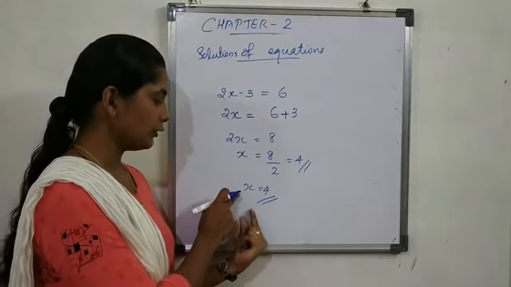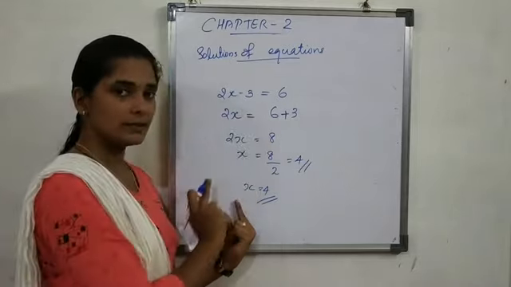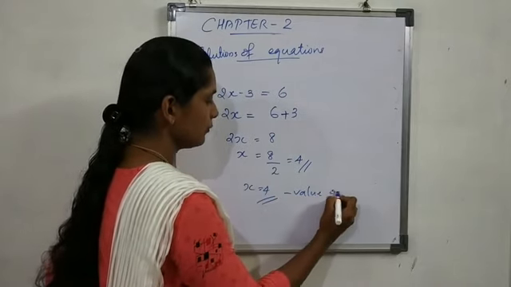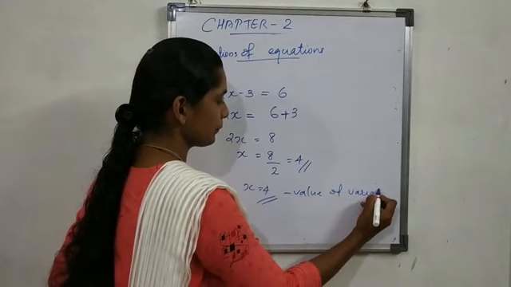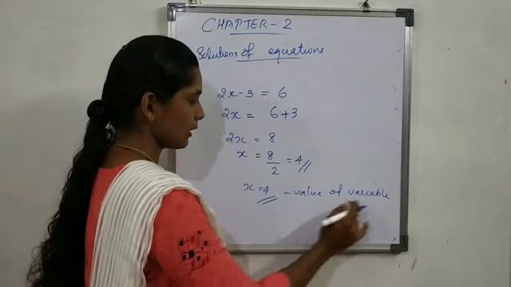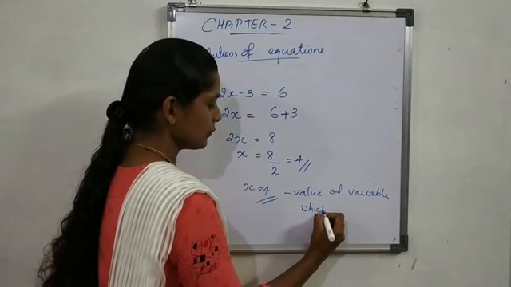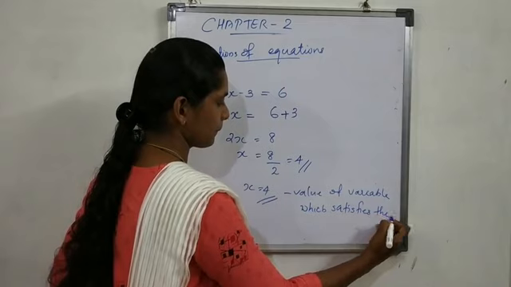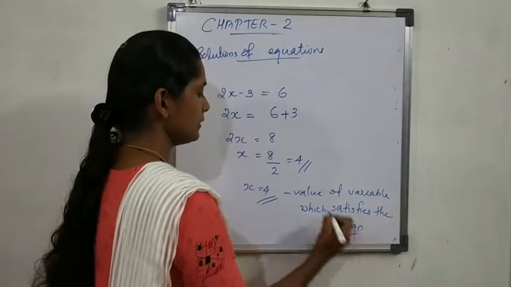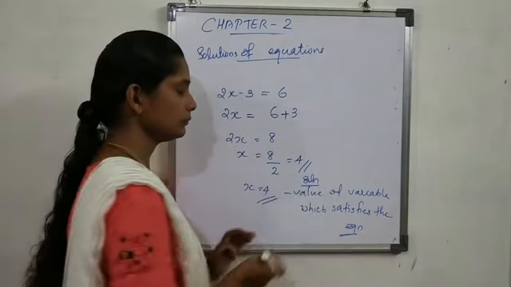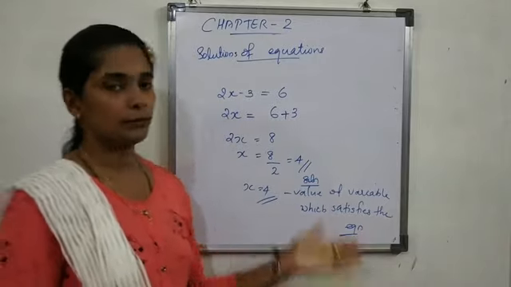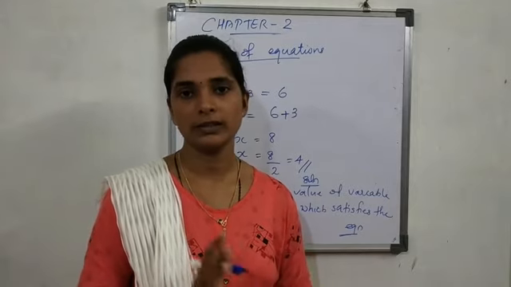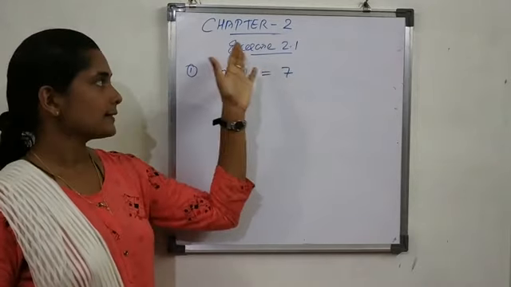This x is equal to 4 is the solution of this equation. Solution means the value of the variable which satisfies this equation. Here the variable is x, therefore the solution is the value of the variable which satisfies the equation. When we have to find the solution, we have to find the value of that variable in that equation.